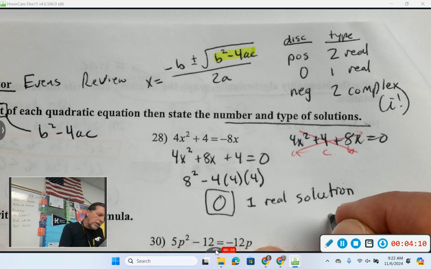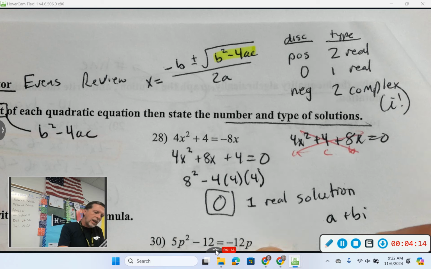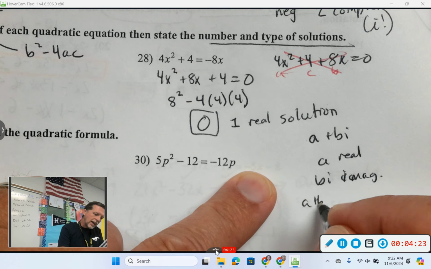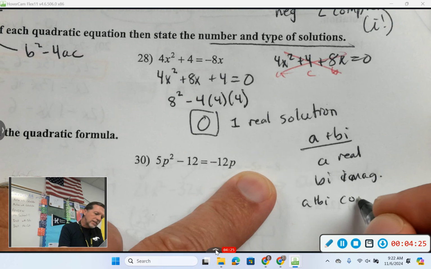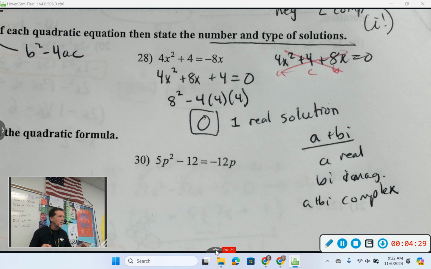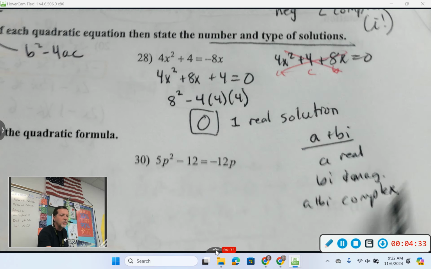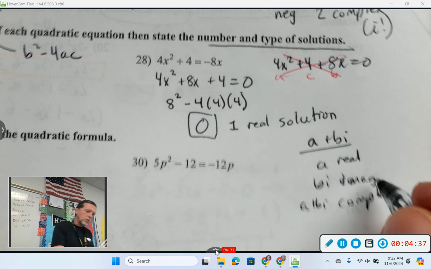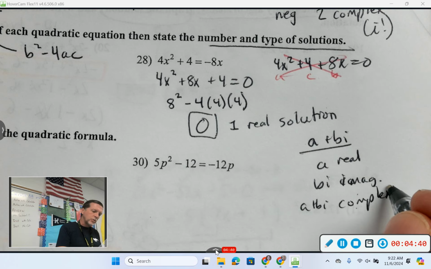So we didn't talk about this very much, but A plus BI. A is a real number. BI is an imaginary number. And A plus BI is a complex number because it has part real and part imaginary. Now, if you just told me that a negative leads to 2 imaginary solutions, I'd be okay with that. But the technical right way to say that is 2 complex solutions.